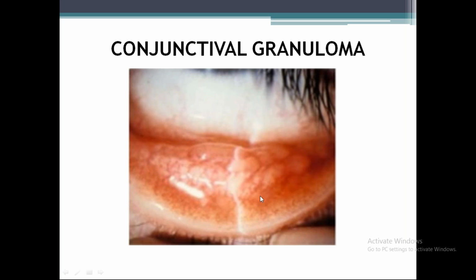In the conjunctiva, there can be granuloma formation. If you pull the lid margin forward and look in the fornix, you can come across this particular type of lesion. This is called conjunctival granuloma. You have to just remember these names.